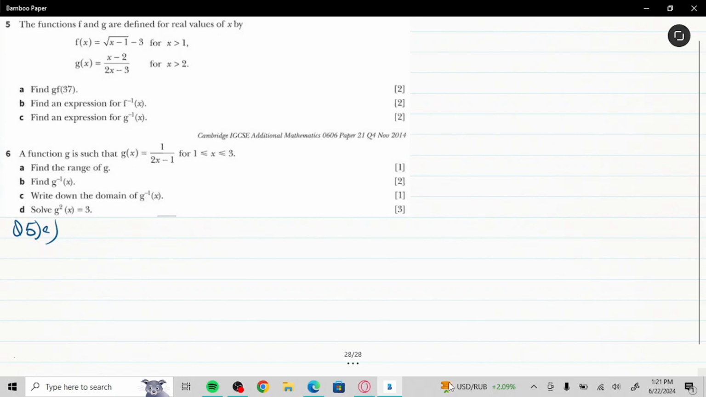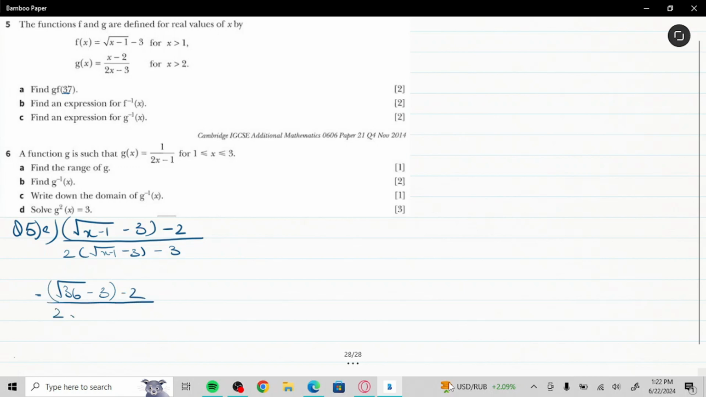For that, we are going to directly write square root of x minus 1, minus 3, put it in a bracket so that we are not confused, and continue with function g: minus 2 divided by 2 multiplied again by the function f, square root of x minus 1 minus 3 in a bracket, minus 3. Now simplify this by inputting the value 37. So 37 minus 1 is 36. So we can say square root of 36 minus 3 in a bracket is minus 2, divided by 2 square root of 36, put it in a bracket, minus 3.